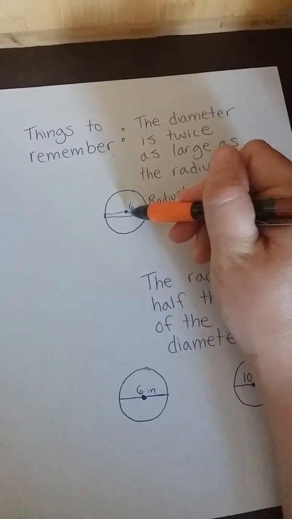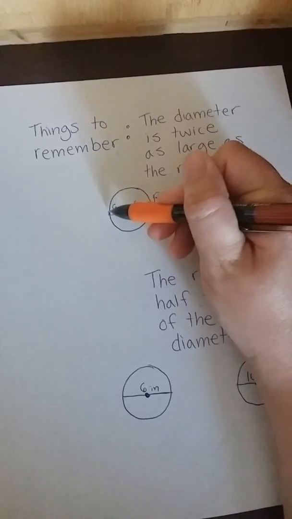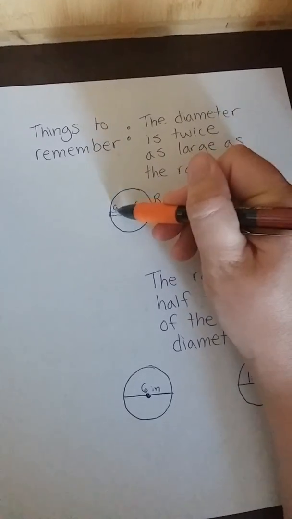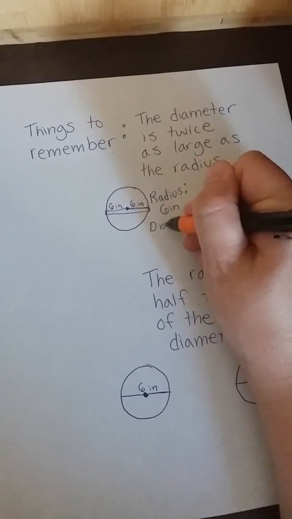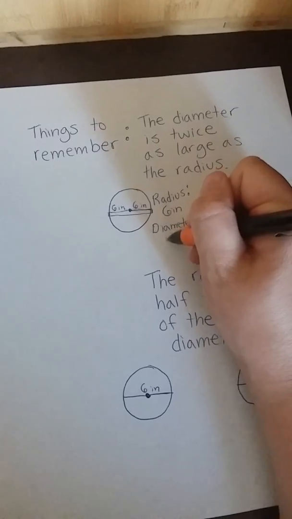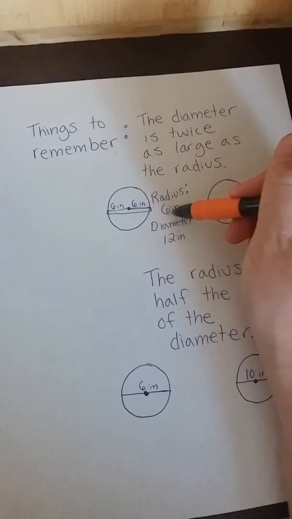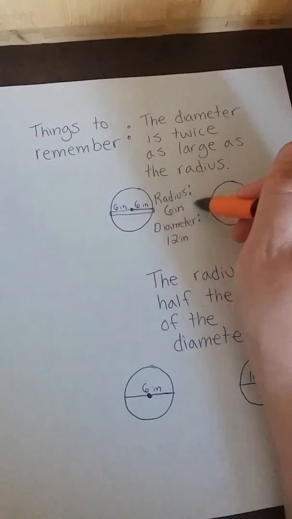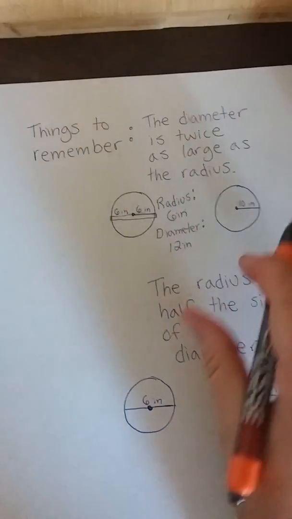Now, the radius is 6 inches here, which means it would also be 6 inches over here. So all the way across would be 6 plus 6, which is 12. So our diameter of this circle would be 12 inches. Or it will always be double whatever the radius is. So if the radius is 6, the diameter is 6 times 2, or 12.